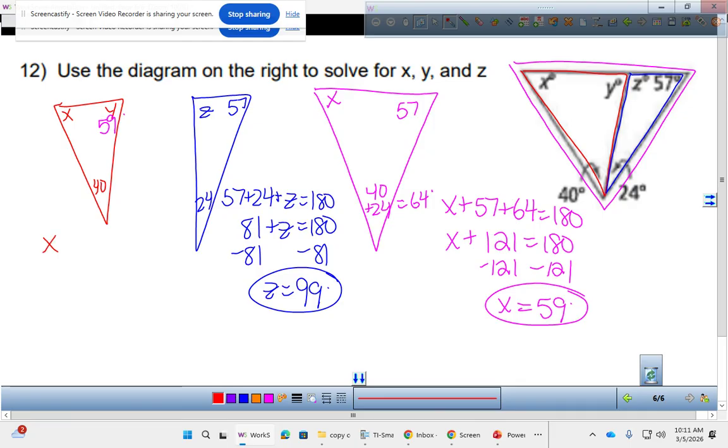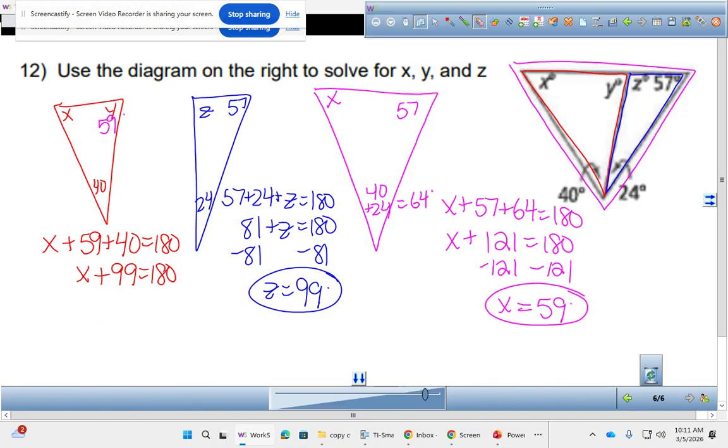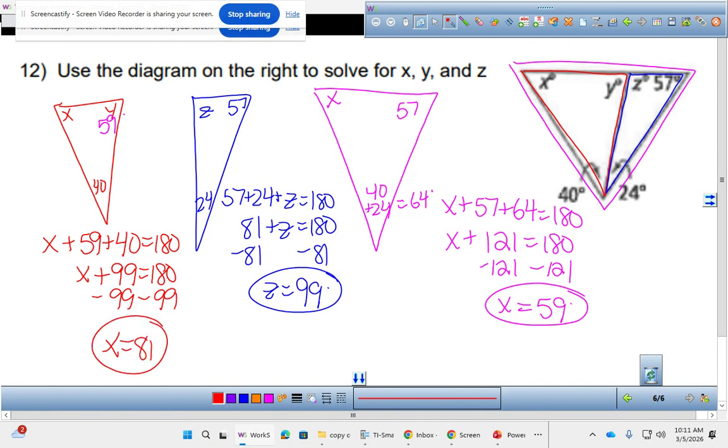So now I do have two of the three inside angles of this triangle, and I can set it equal to 180. So I end up with x plus 99 equals 180. And then if I subtract 99, I end up with x equals 81. So a little bit tricky. You kind of have to break that apart with what you know, but those are the three answers for that one.